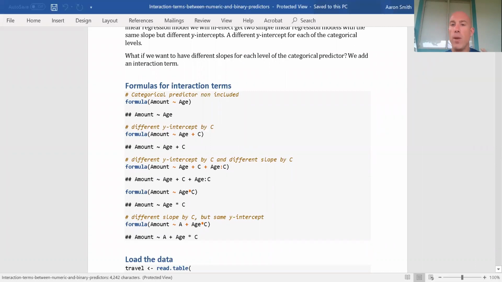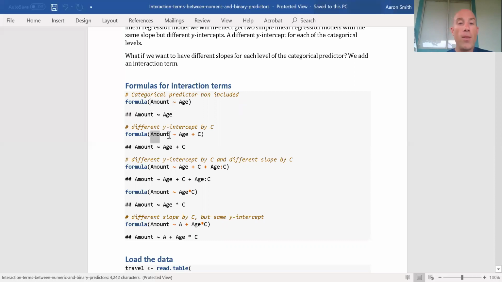It'll figure it out as long as we give it the right information. So here, in the example about to show, amount is the target variable, age is the numeric predictor, and C is our categorical predictor. If I do amount depends on age, then that's the simplest model possible. What I'm doing is saying that C has no influence on what's going on.